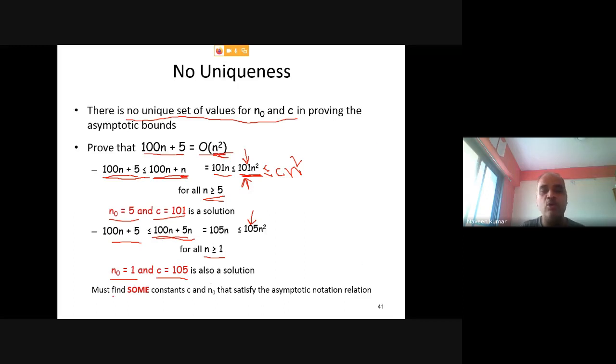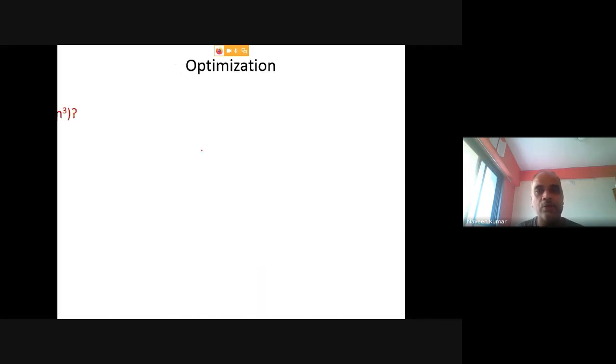So somehow you need to find such constants that satisfy this asymptotic function. You need to find that pair, correct? Now the question is, if f(n) is big O of n square, is it also order of n cube? Since n cube has a higher growth rate as compared to n square. So if some function f(n) has approximation order of n square, is it also the same as order of n cube?